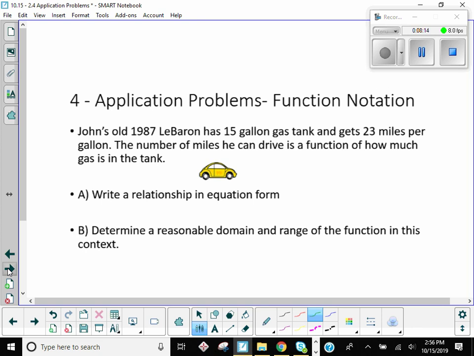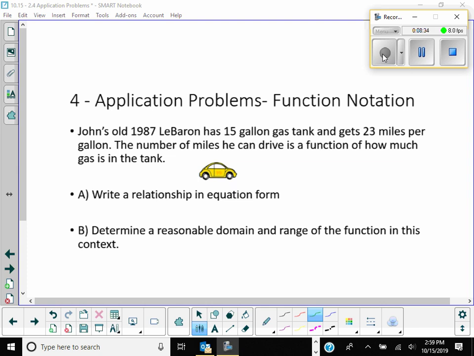Today we have, all right. So we have this 1987 LeBaron, not a piece of Chevette. It has a 15-gallon gas tank and gets 23 miles per gallon. The number of miles he can drive is a function of how much gas is in the tank.